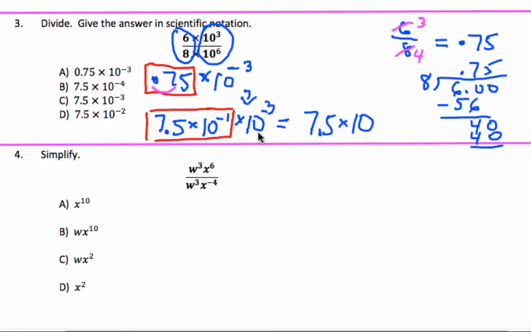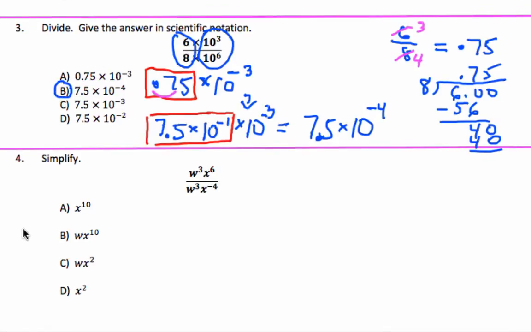Now we're adding the exponents when we multiply. So negative 1 plus negative 3 is negative 4. So 7.5 times 10 to the negative 4th is the answer, and that corresponds to choice B.